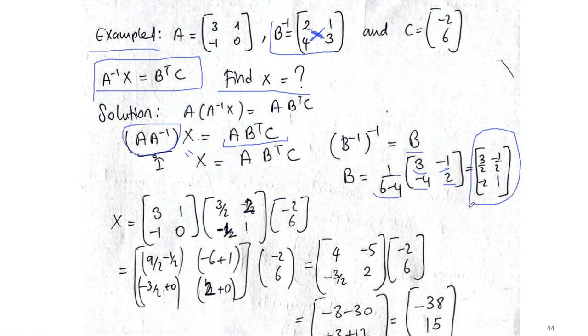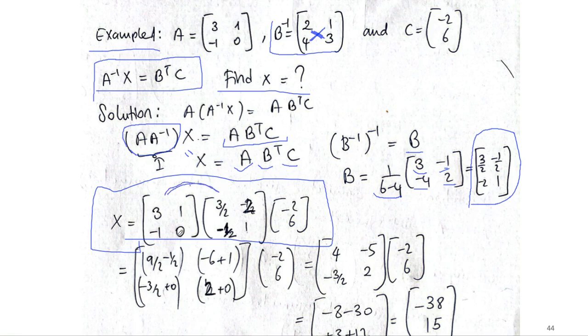Once we know B, and A is given, B transpose can also be calculated easily, and C is also given. By just plugging in all these values, we can solve for X. You need to do this matrix multiplication. You can multiply these two matrices first, and then multiply with this 2 by 1 vector.